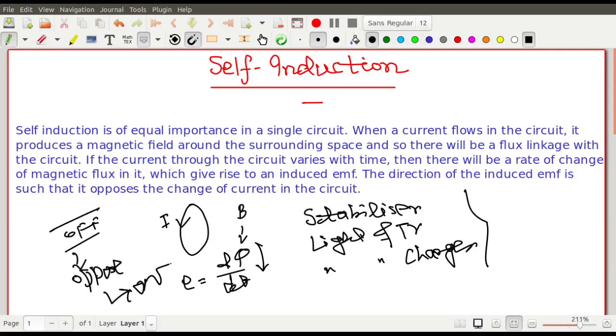It will try to remain on. Oppose করা মানে কি, what do you mean by oppose? রিপেল করছে, যা ঘটনা ঘটছে তার অপোজিটটা করার চেষ্টা করবে। It will try to reflect the opposite. So you are switching off the circuit, so it will try to remain switched on. So that's why the light glows for a few seconds.